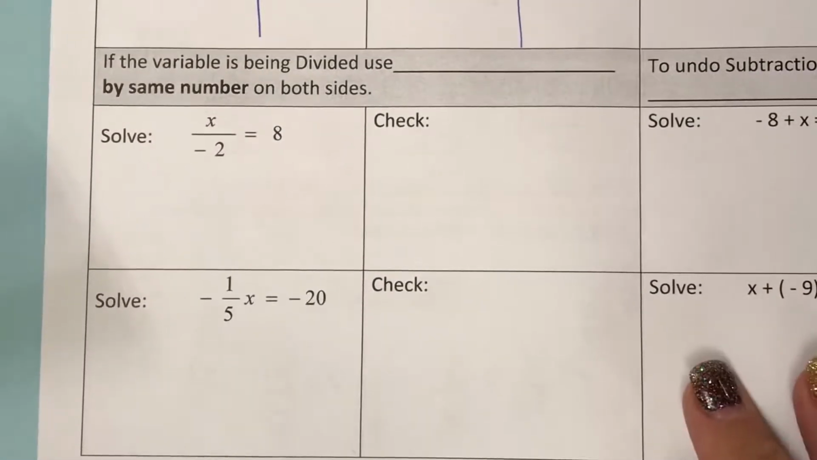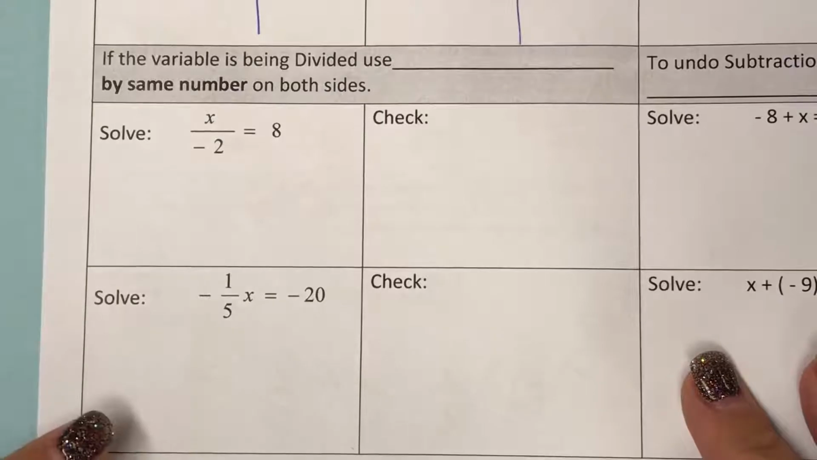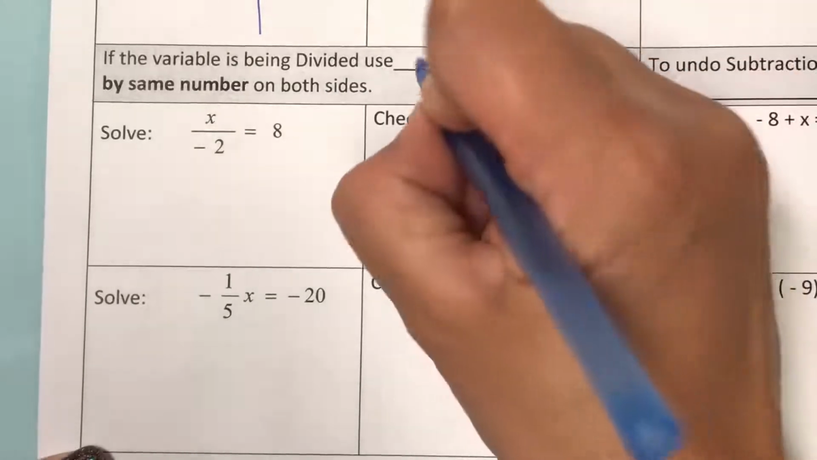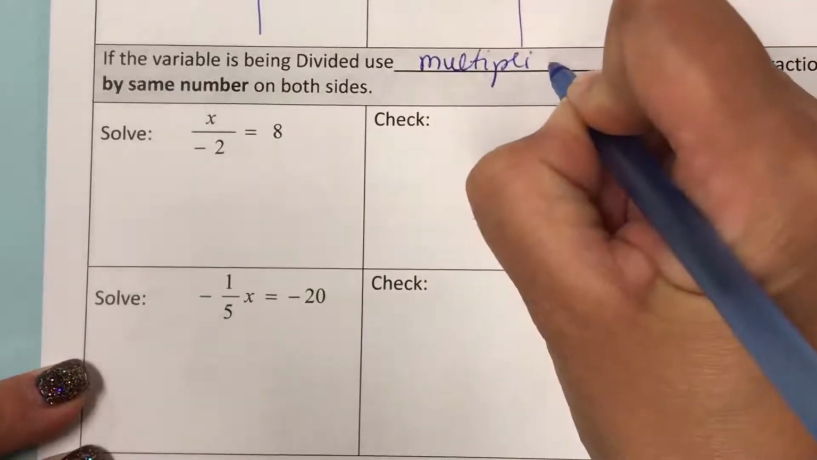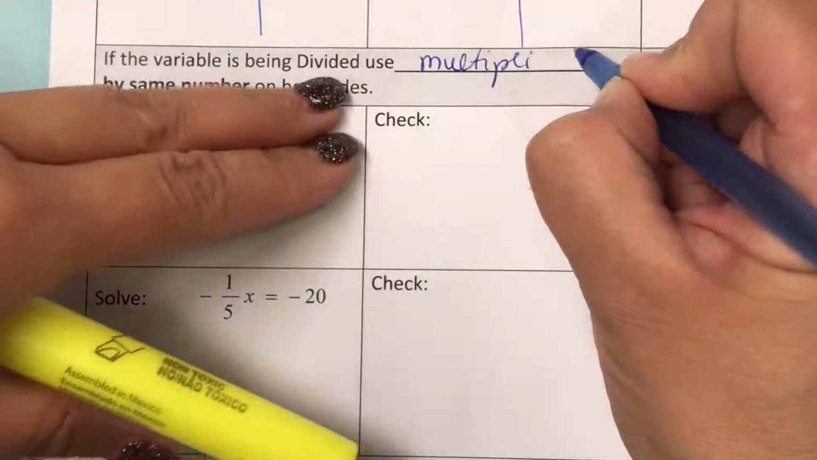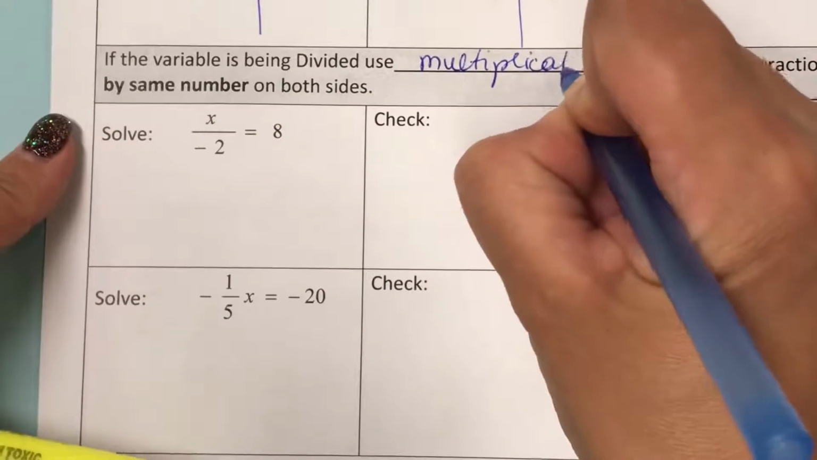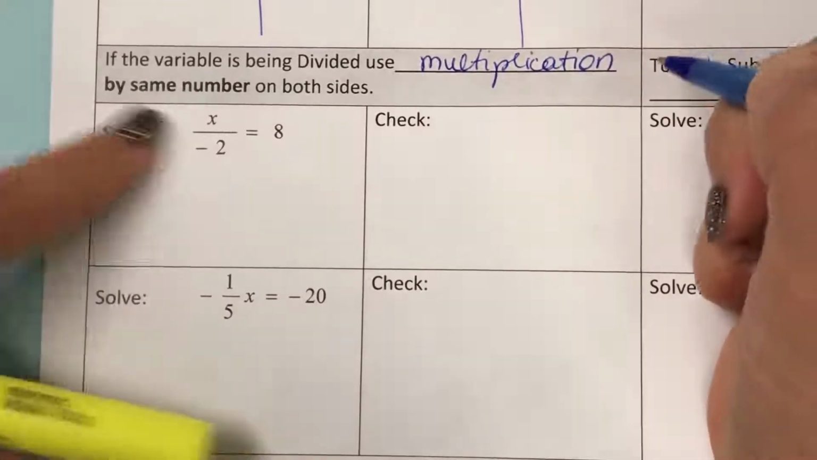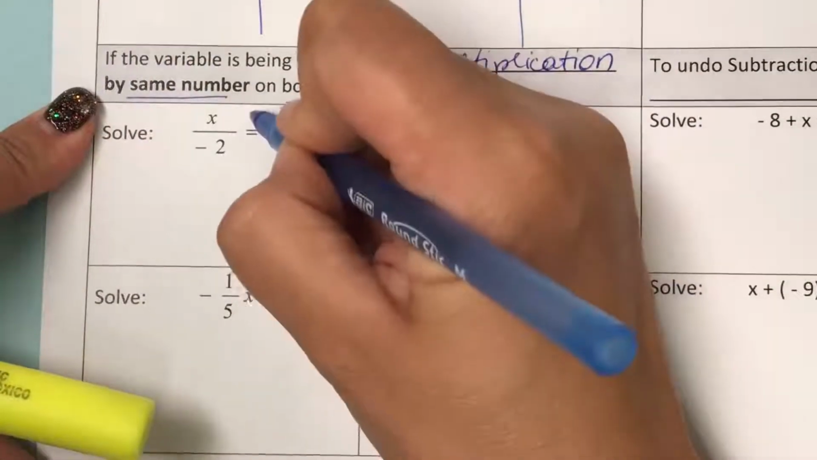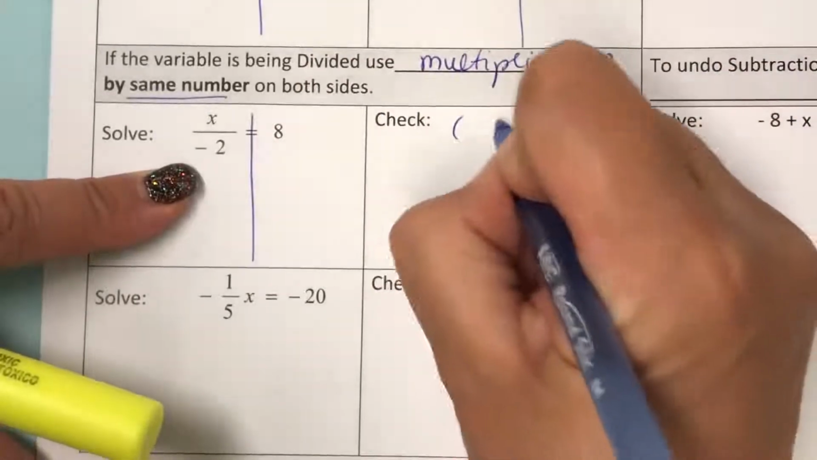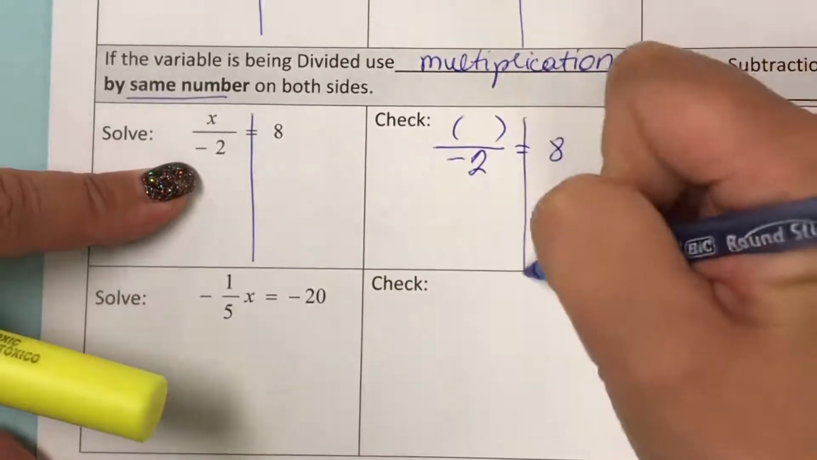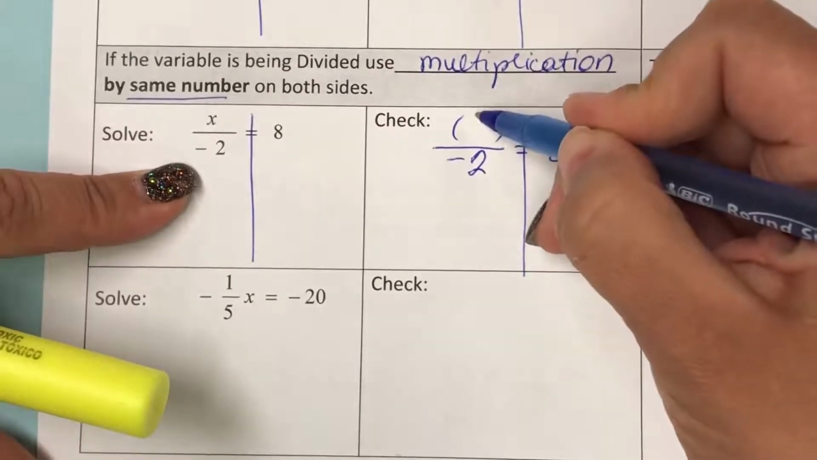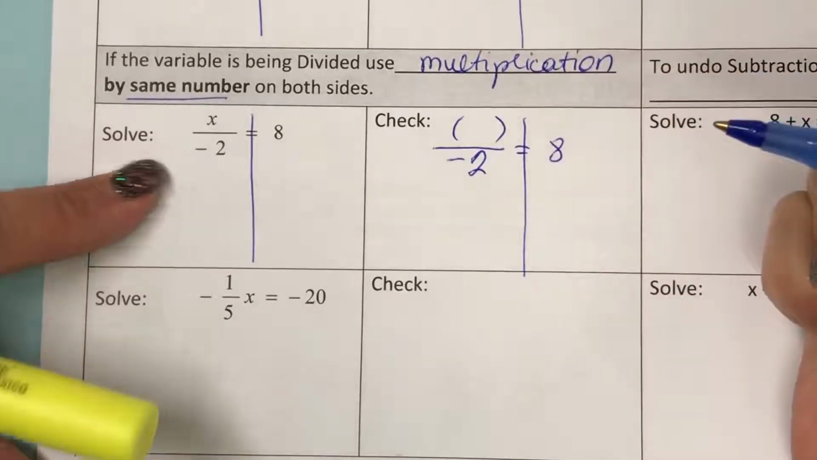When I see fraction line or division, it means the variable is being divided. So we have to use multiplication. So if the variable is being divided, use multiplication by the same number on both sides. So this problem means what number divided by -2 equals 8? So it has to be a bigger number to divide by 2 to equal 8.